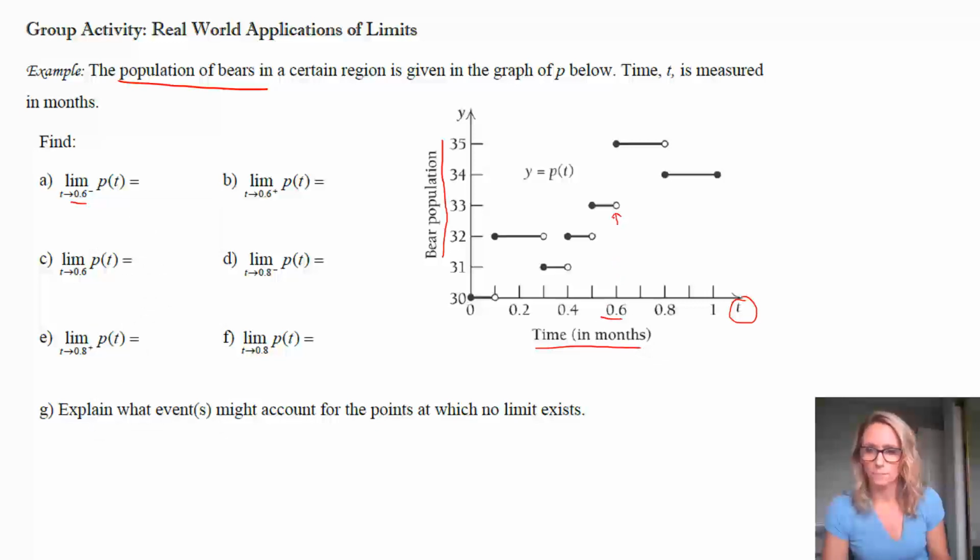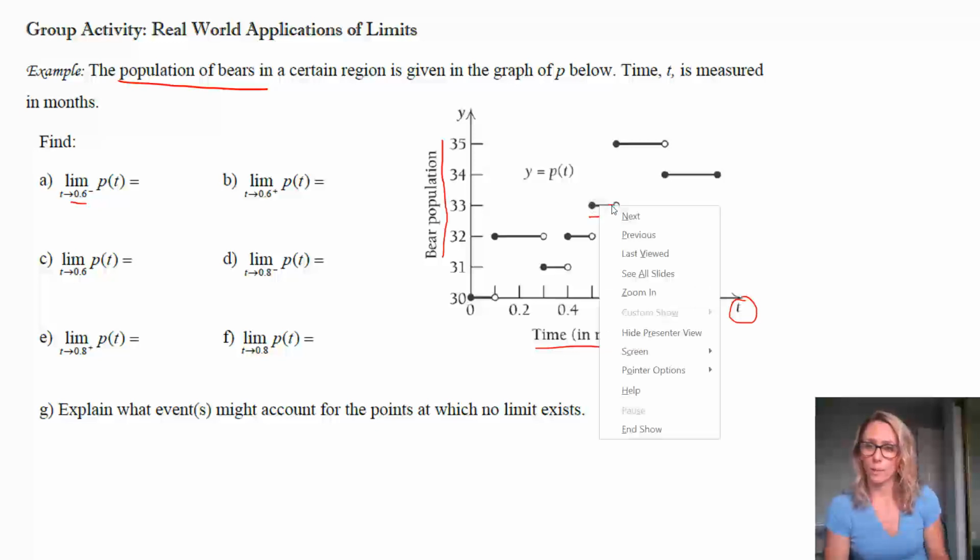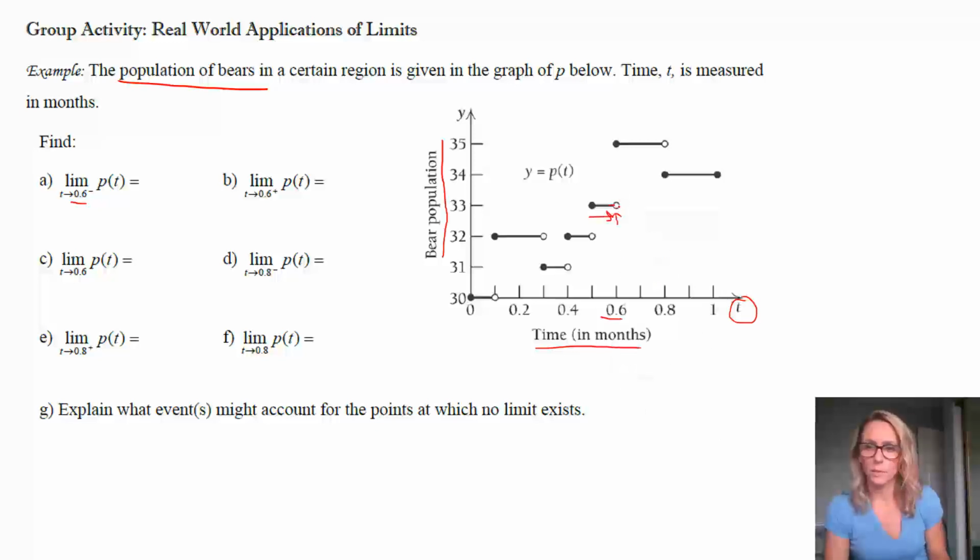Notice that because we're only coming in from the left-hand side, and we do have a value leading all the way up there, even though we don't have a value at 0.6, that's okay. Our answer here would still be 33. So the bear population is 33 bears up until 0.6, but infinitely close to 0.6. At the moment that time passes and we're at 0.6 of a month, the population of bears changes.